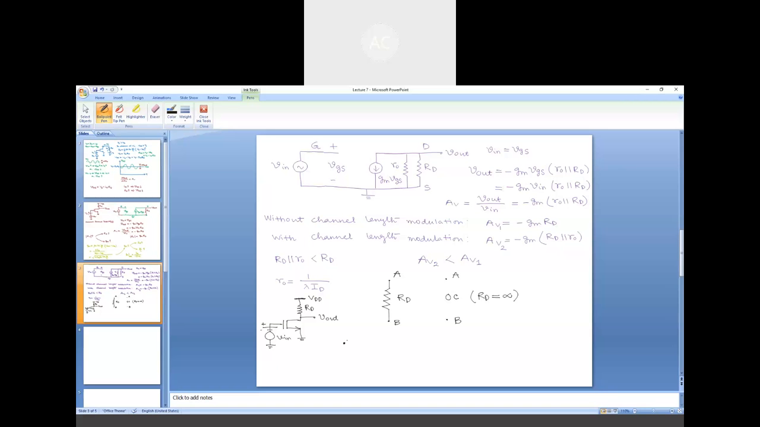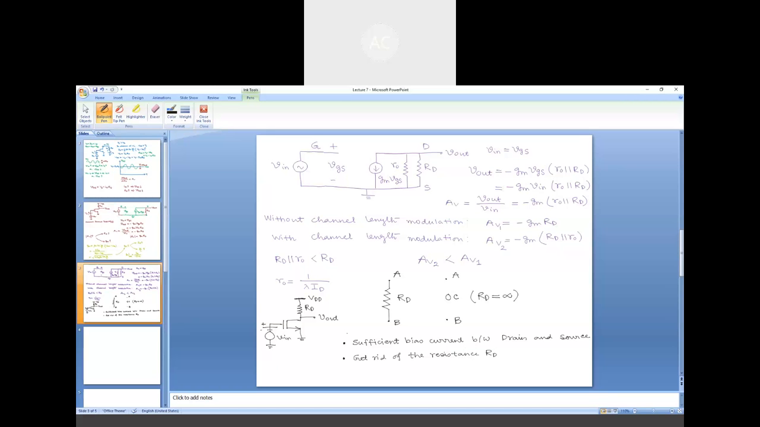One is you have to ensure sufficient bias current between drain and source, so that the device is alive, and at the same time you have to get rid of the resistance RD. So these are the two requirements, and which are contradictory to each other.